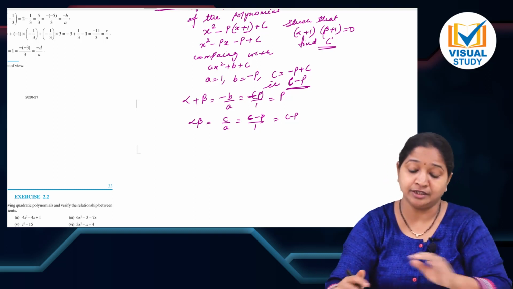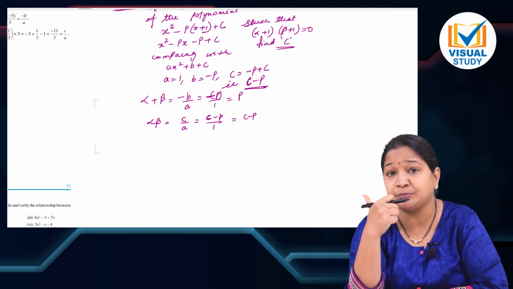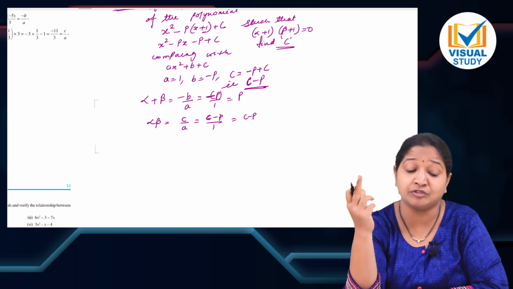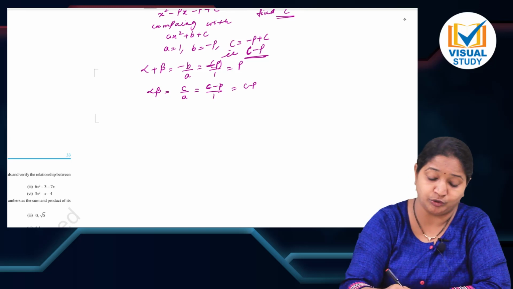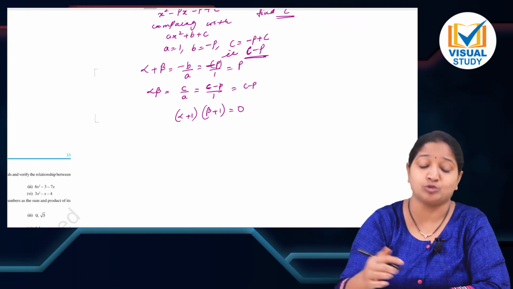You have come to here. Now what they have given is that x such that alpha plus 1 and beta plus 1 is equal to 0, then find this. So before that, what I am going to do is take alpha plus 1 and beta plus 1. They are the two binomials, multiply these two binomials.